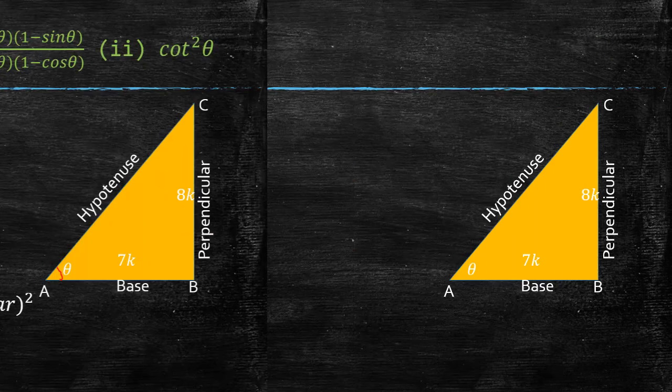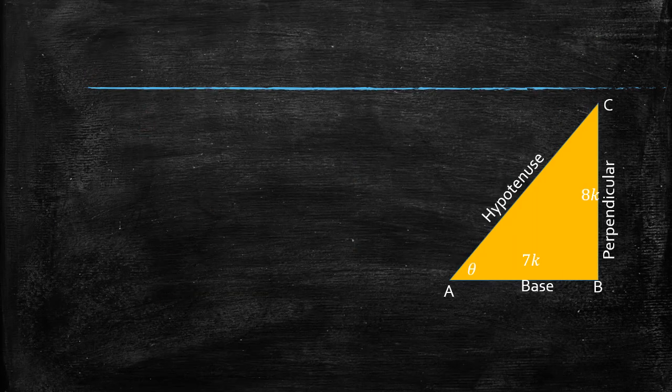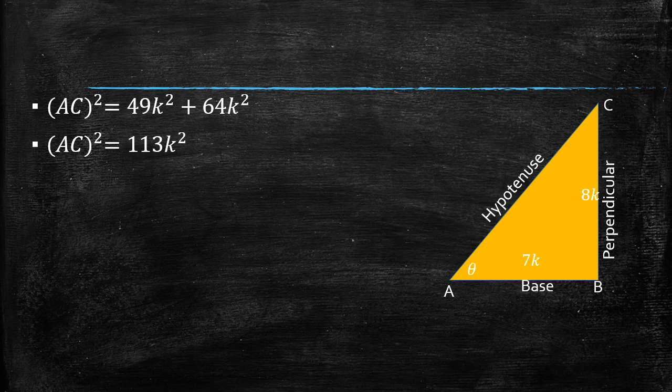Beta, now AC square is equal to 7k whole square, that is 49k square, plus 8k whole square, that is 64k square. So AC square is equal to 113k square. AC is equal to square root of 113k square, which is equal to root 113 k. So write the value here also: this is under root 113, and k is outside. Remember this. Now we have got all the values.